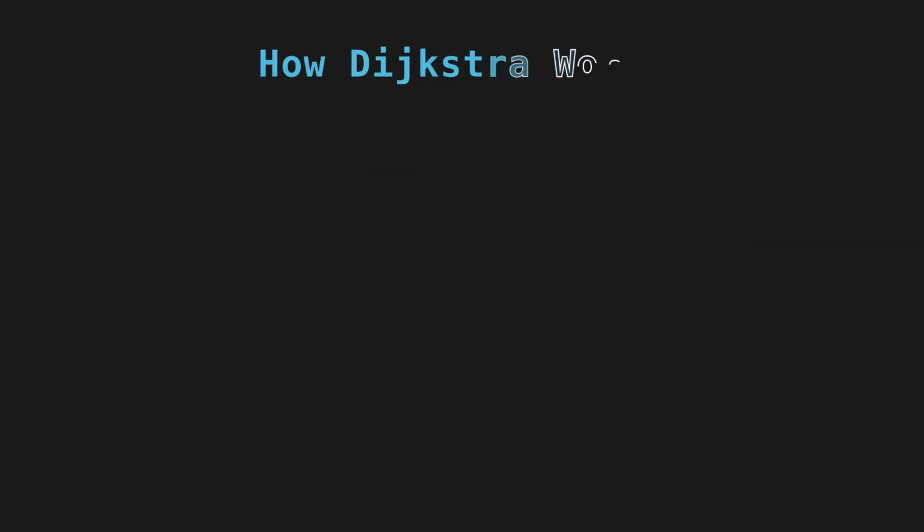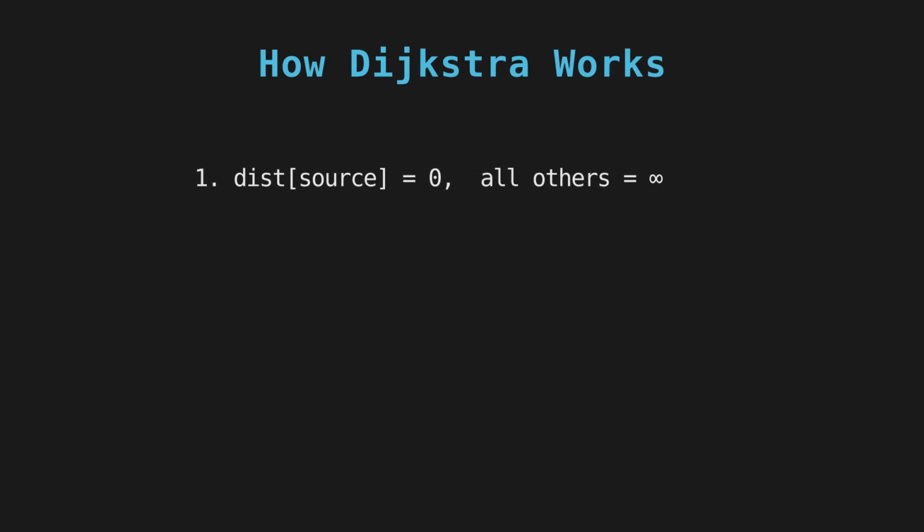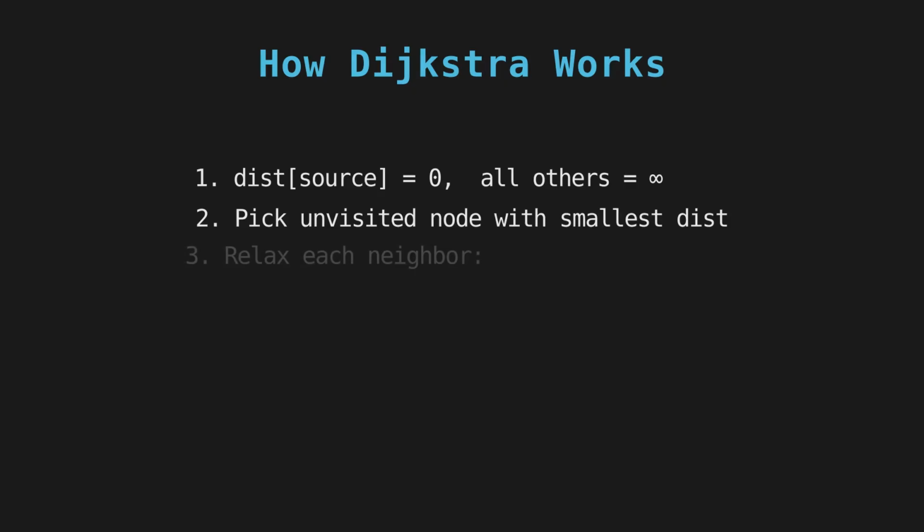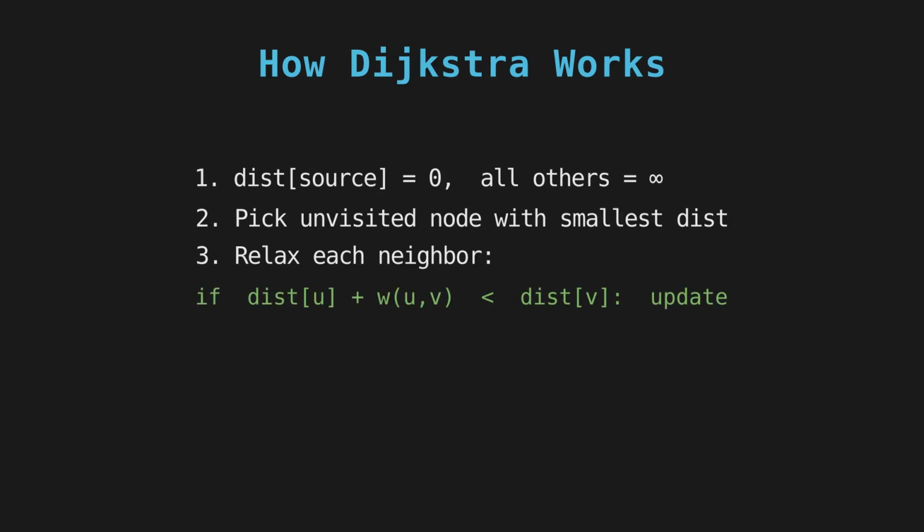Here's how Dijkstra works at a high level. Start at the source node, set its distance to 0 and every other node to infinity. We don't know a path yet. Now repeat this. Pick the unvisited node with the smallest current distance. For each of its neighbors, ask, is the path through me cheaper than the distance that node already has? If yes, update it. This update step is called relaxation. Mark the node as visited and repeat. To grab the smallest distance node efficiently each time, you use a priority queue.